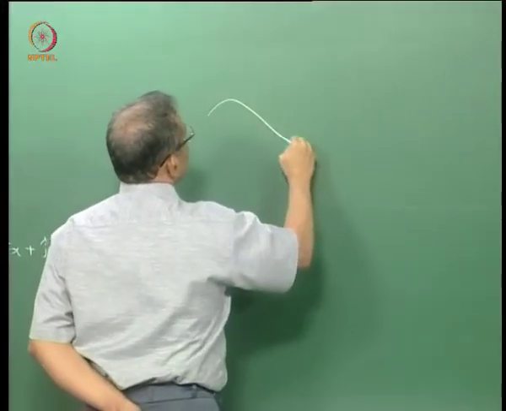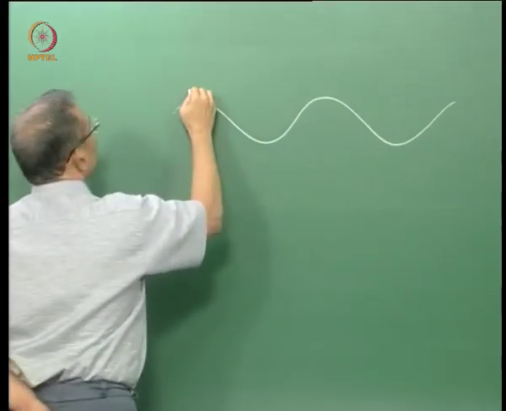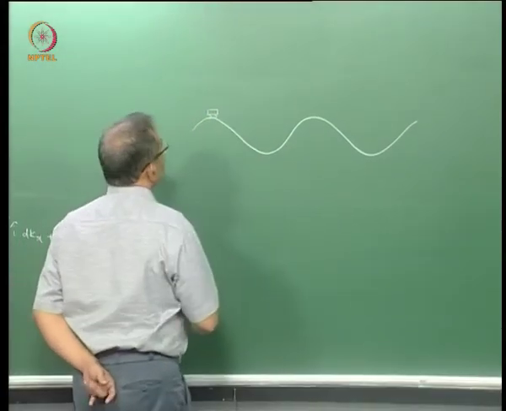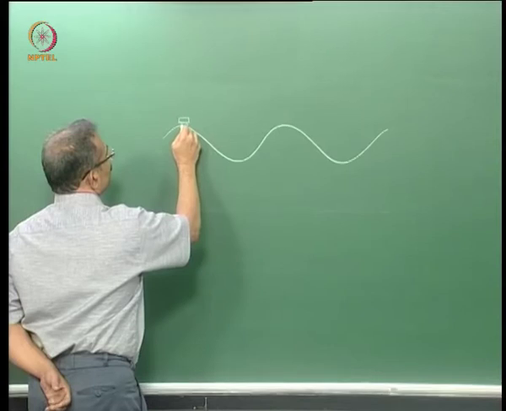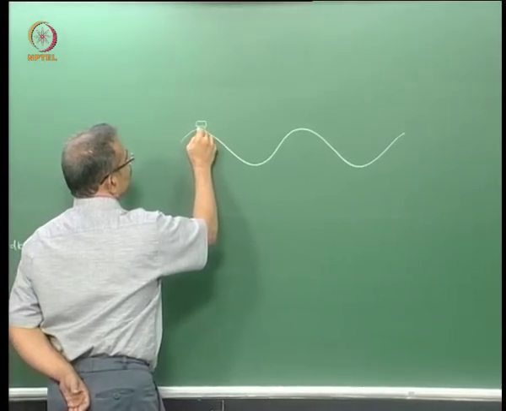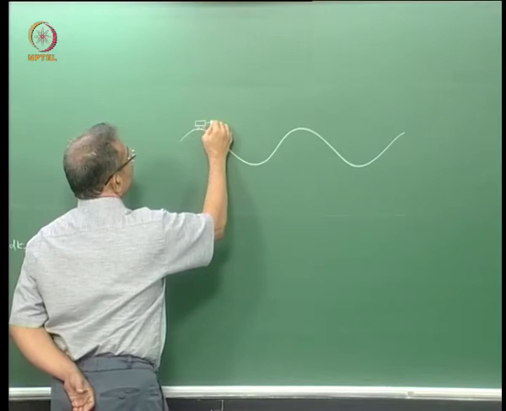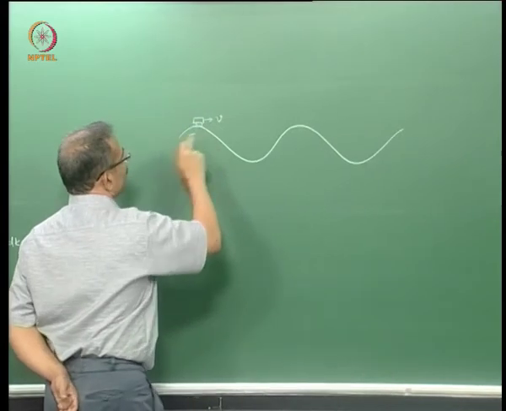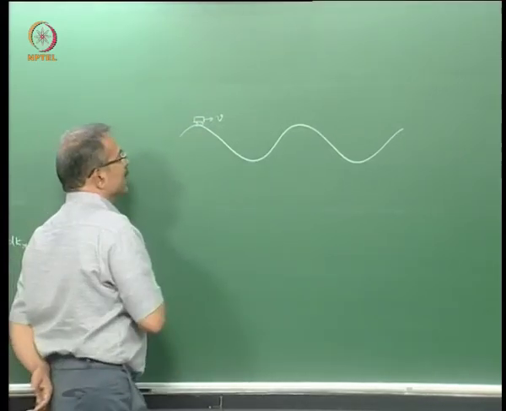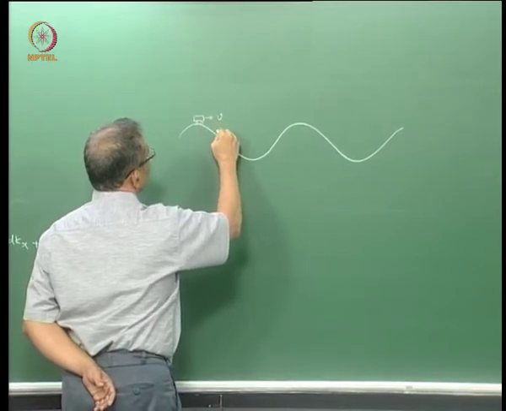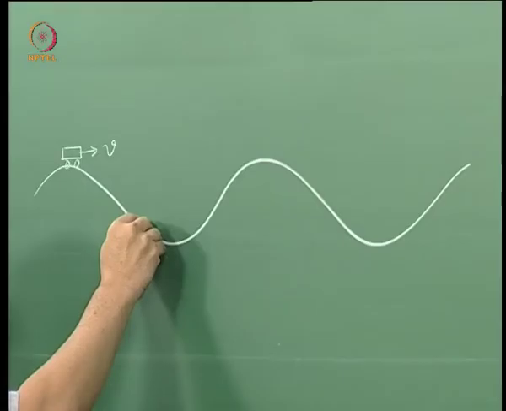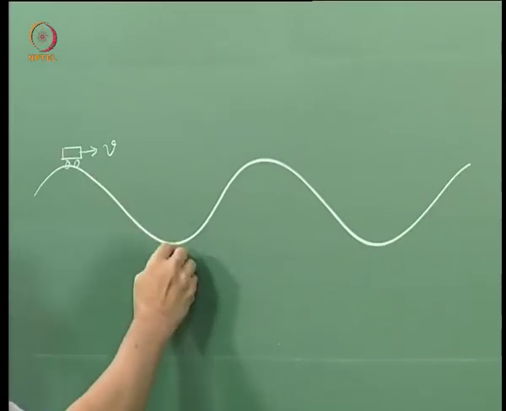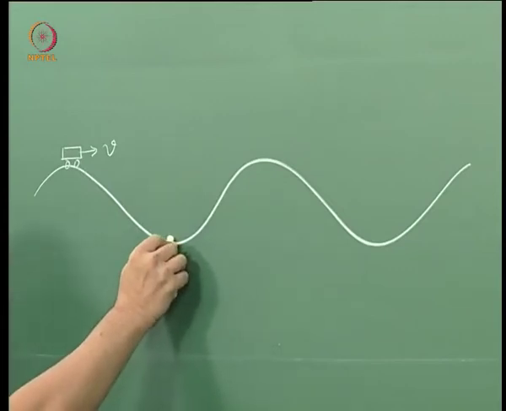Now supposing I have a wavy road like this, and there is a car moving on this. Let us assume that when the car is at the peak here, it has a velocity or speed v. Let us further assume that there is no friction between the car and the road and the gravity is acting, and therefore when the car moves down, its velocity is going to increase in magnitude and of course changes in direction also.